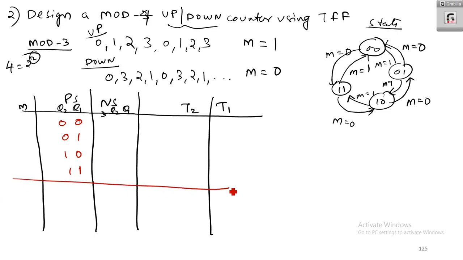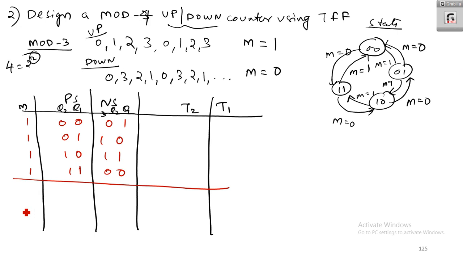Now it is 00, 01, 10, 11. So first I am taking the mode as 1. Mode as 1 means it is up count. So 00, next state is 01. 01 means next state is 10. 10 means next state is 11. 11 means next state is 00.